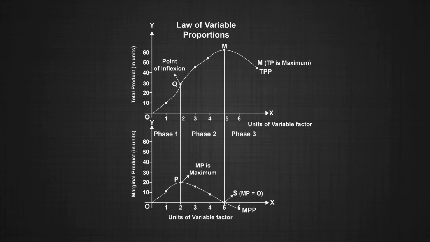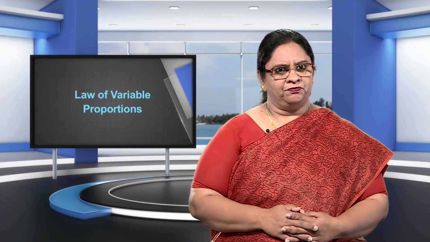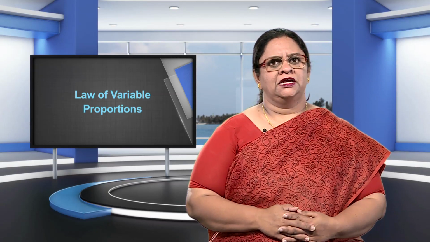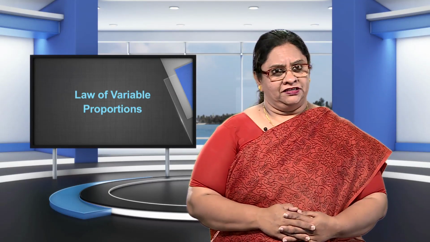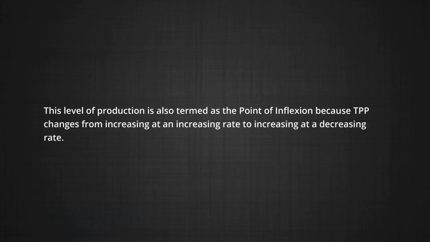The TPP curve is said to display increasing returns to factor till the point P, or till the use of the second unit of the variable factor. After point P, the marginal product falls and TPP increases, but it increases at a decreasing rate. Q is therefore called a point of inflection. This level of production is termed the point of inflection because TPP changes from increasing at an increasing rate to increasing at a decreasing rate.